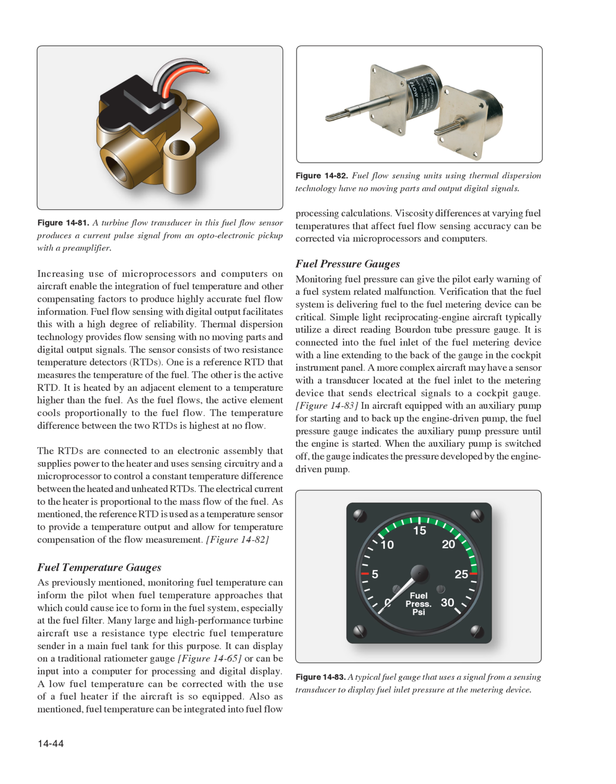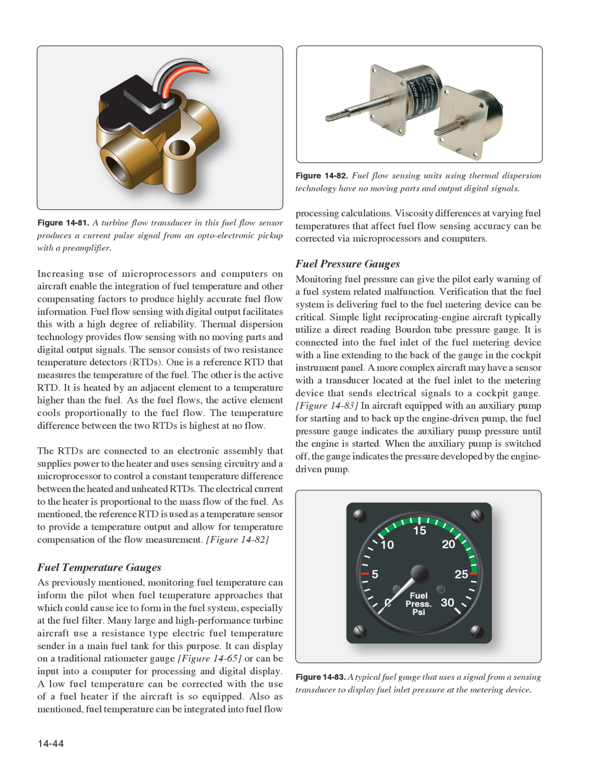Fuel pressure gauges. Monitoring fuel pressure can give the pilot early warning of a fuel system related malfunction. Verification that the fuel system is delivering fuel to the fuel metering device can be critical. Simple light reciprocating engine aircraft typically utilize a direct reading board and tube pressure gauge. It is connected into the fuel inlet of the fuel metering device with a line extending to the back of the gauge in the cockpit instrument panel.